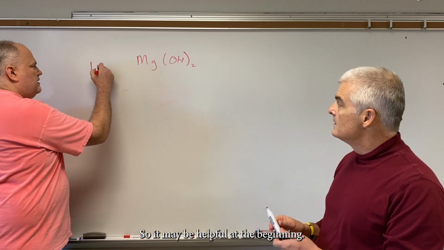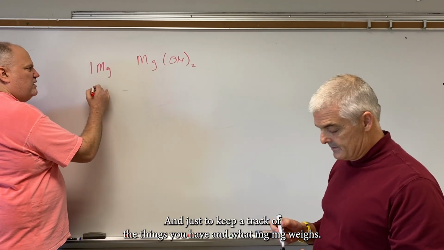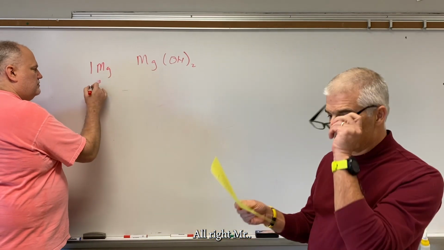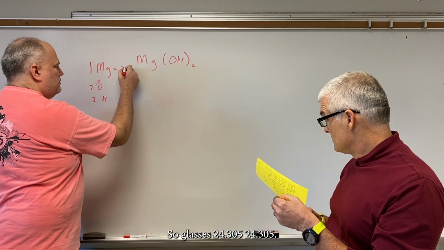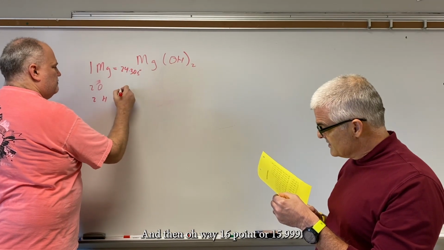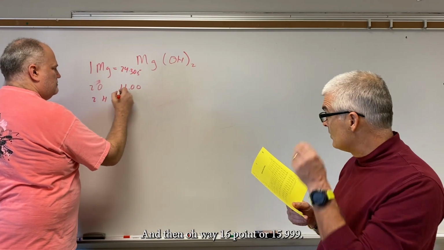It may be helpful at the beginning just to keep track of the things you have. We have 1 Mg. Mg weighs, all right, getting my little glasses, 24.305. And then O weighs 15.999.